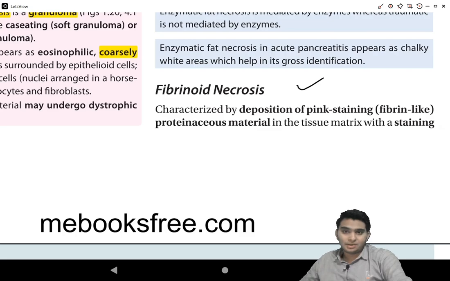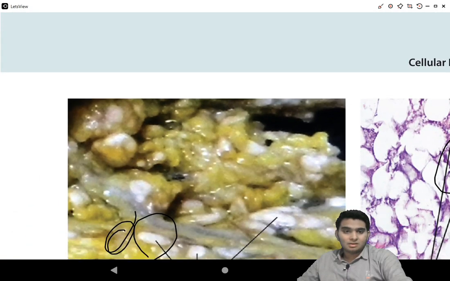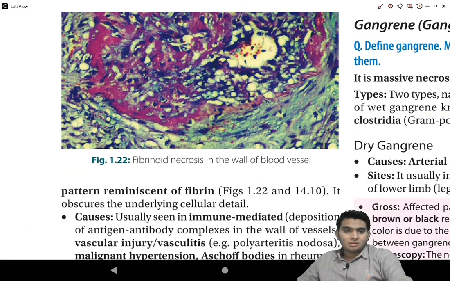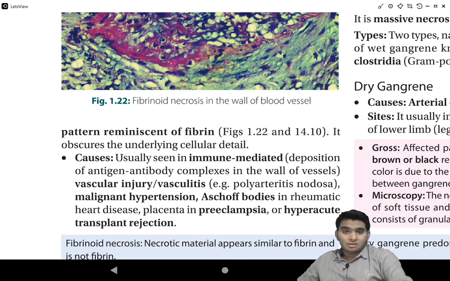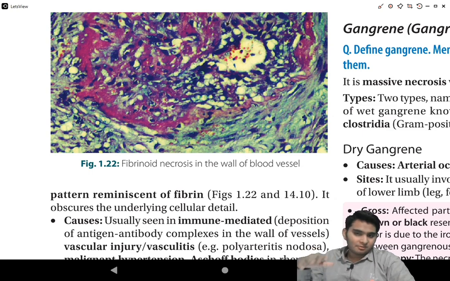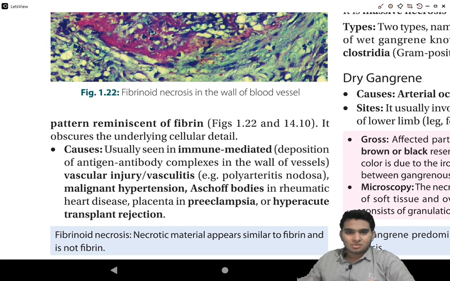So now let's talk about fibrinoid necrosis, characterized by deposition of pink-staining fibrin-like proteinaceous material in the tissue matrix with a staining pattern of fibrin. But remember, in fibrinoid necrosis, the necrotic material is similar to fibrin, not actual fibrin. So remember that point. Causes are usually immune mediated.